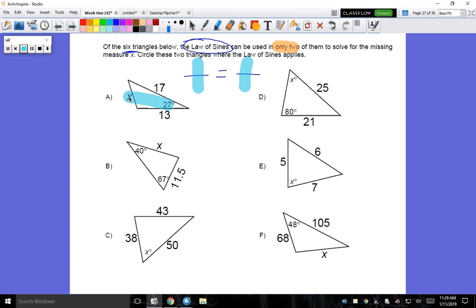Okay? That means I need to have another pair, this side with this angle. How many unknowns am I allowed to have? 1. How many unknowns do I have right now? 2. Can I use it with this? No.